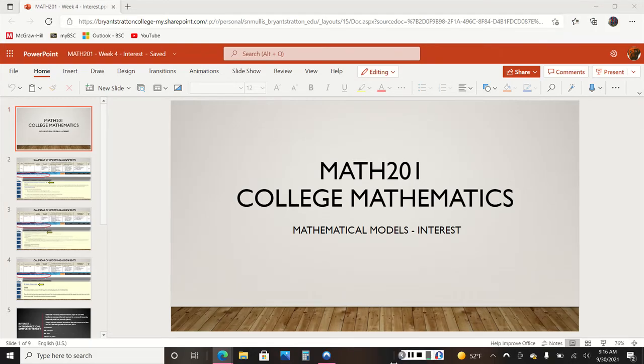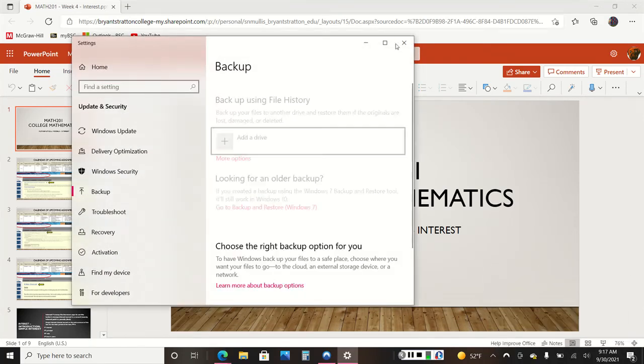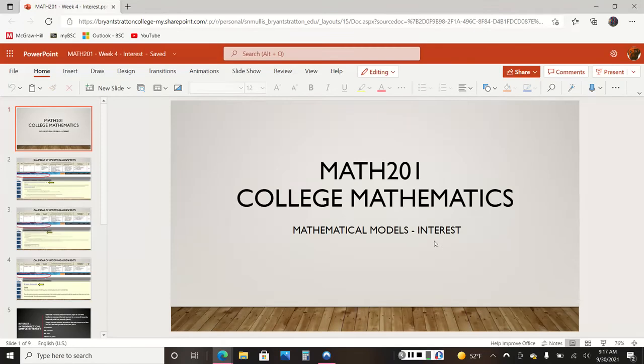In today's video, we're going to discuss more mathematical models. In particular, we're going to start discussing interest. We're going to go over simple interest as well as compound interest and discuss why those are so important and why you need to know them.